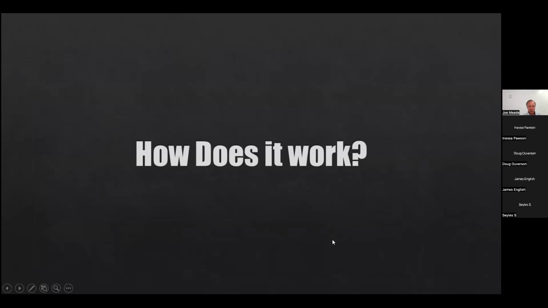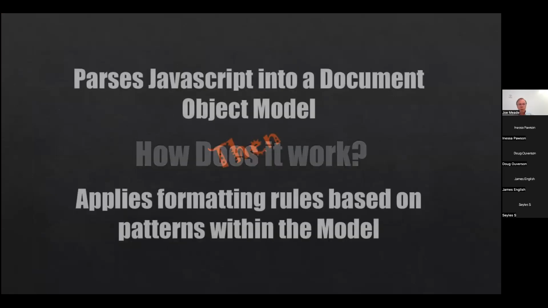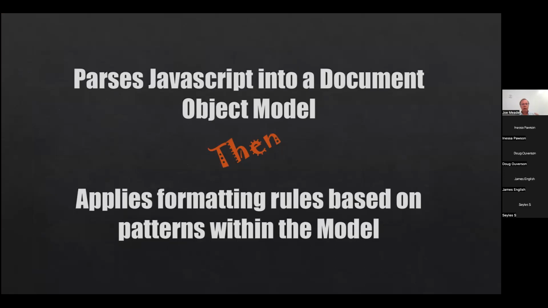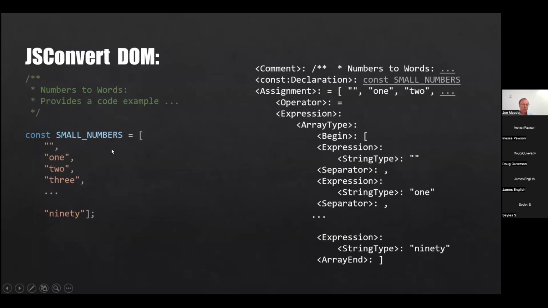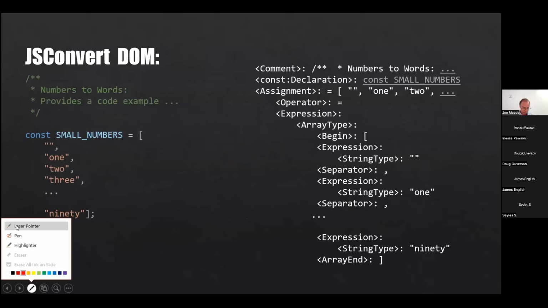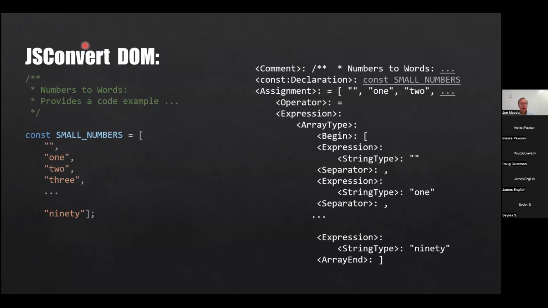Okay, so how does it work? How does it know how to take that JavaScript and turn it into Python? It works by parsing the JavaScript into a document object model and then applies formatting rules based on patterns within the model. So what does that mean? Over here, you'll see our source code. Here is, for example, a comment, and over here in the document object model, there is a comment tag.